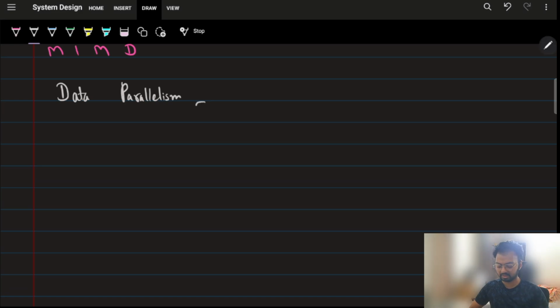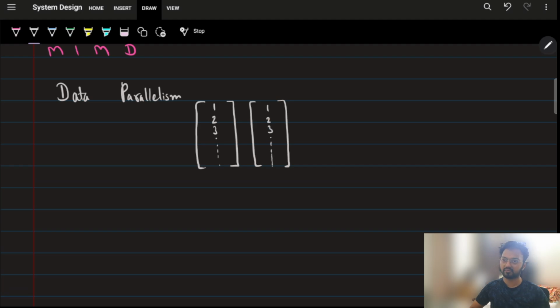Take an example. If you have a vector with elements 1, 2, 3, and so on, and you have another vector with the same elements 1, 2, 3, and you are doing the addition of these two, you know how it happens. 1 plus 1 is 2, 2 plus 2 is 4, 3 plus 3 is 6. So this was the addition.